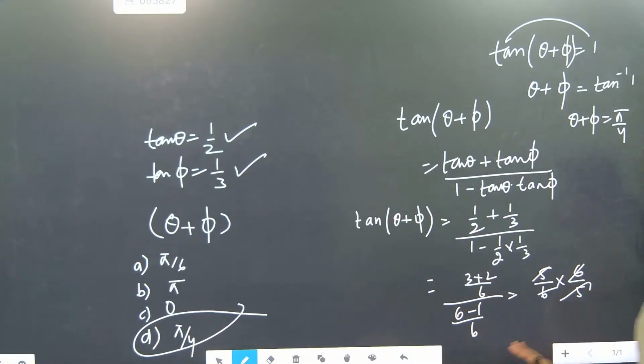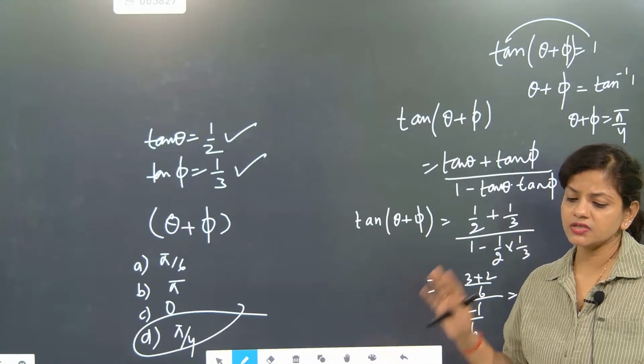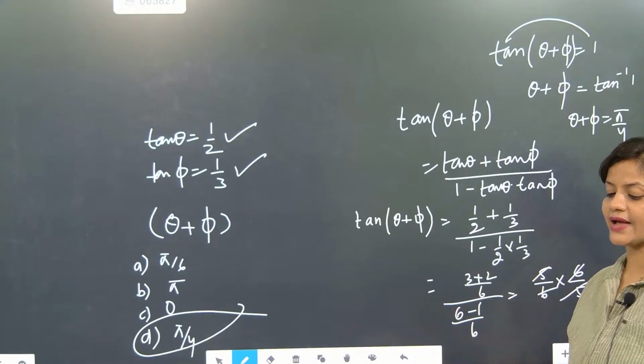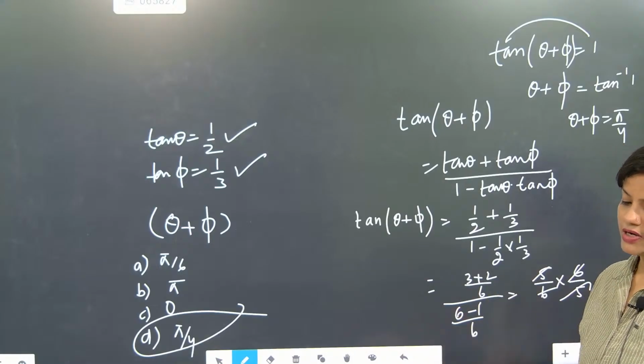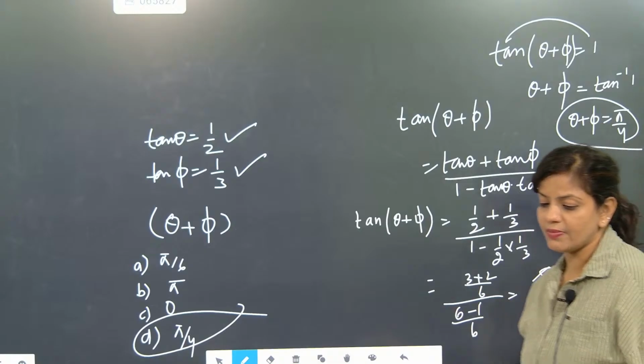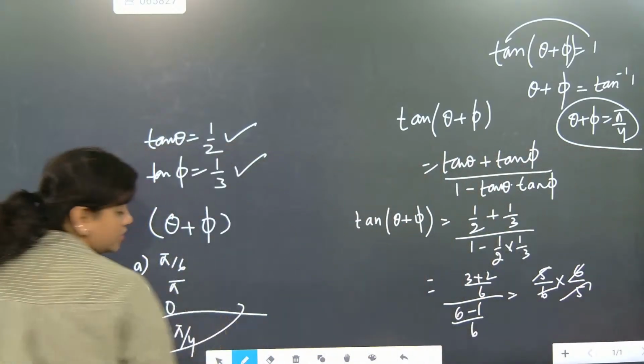They have given trigonometric ratios. They are just wanting you to get the answer in the form of angle. So angle they are actually asking here, and the angle part is coming as what? It is coming as theta plus phi is equal to pi by 4. So shall we go for the next question, please?